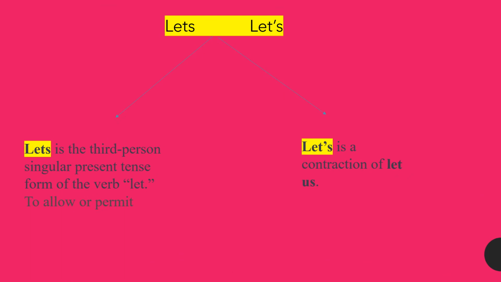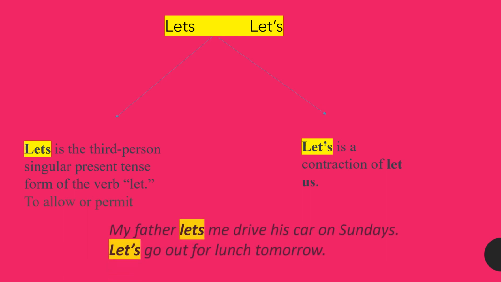Now let's come to let's with and without apostrophe. This let's, L-E-T-S, is a permission. I'm letting you do this work. Okay? And it is in the third person singular present tense form of the verb. This one is again a contraction, shortened form of let us. Let's see some examples. Okay.